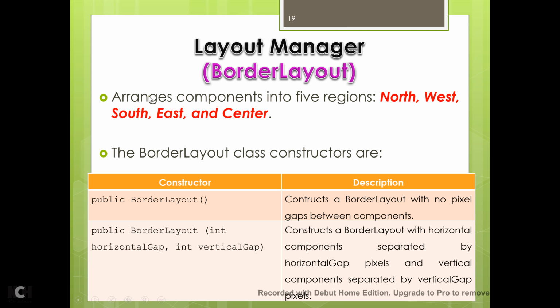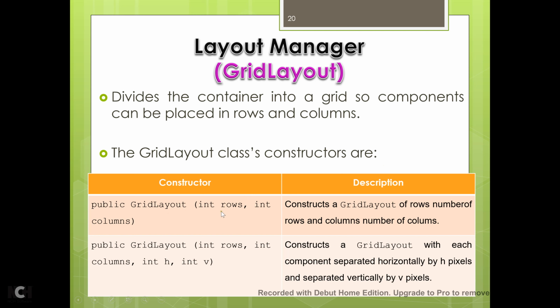The third layout is the grid layout. It divides the container into a grid, so components can be placed in rows and columns, right? The grid layout class constructors are the normal constructor with 2 arguments and the normal constructor with 4 arguments.